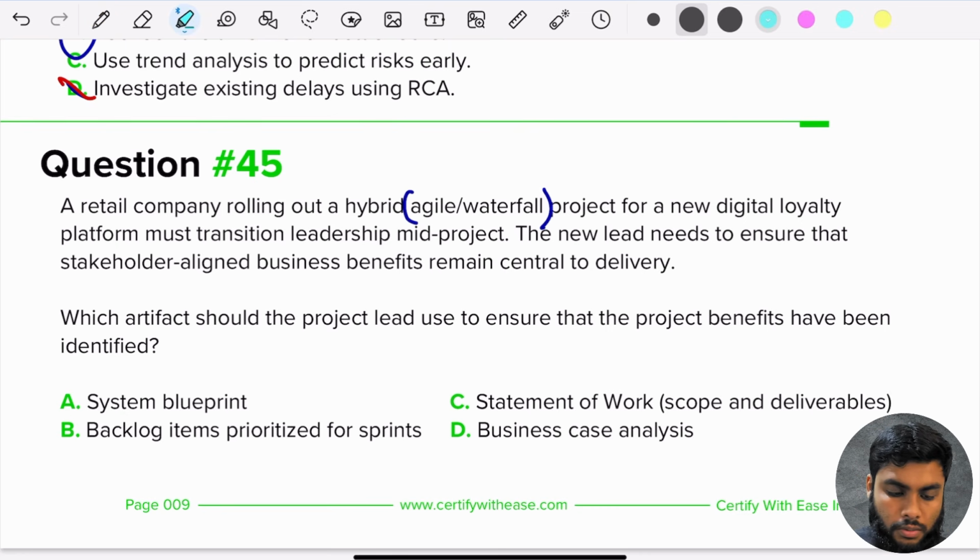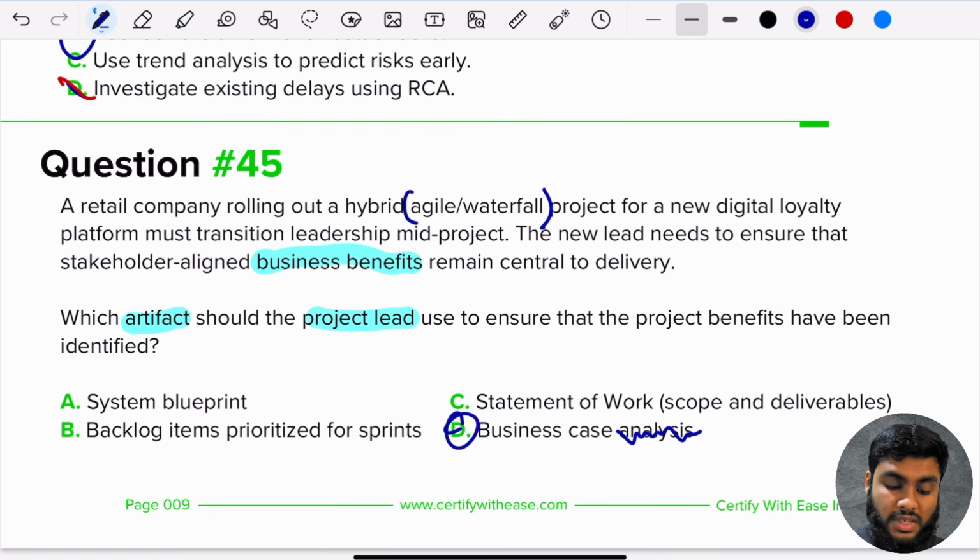That is our problem statement. Business benefits. Which artifact should we use? Okay. Pretty simple. System blueprint, statement of work, backlog items, business case. So this word analysis at the end, forget it. Again, the team has made these questions, so forgive us for some inconsistencies, but it's the business case. Your business case will tell you about the benefits, the ROI. Why do we do this project? What are the benefits for it?